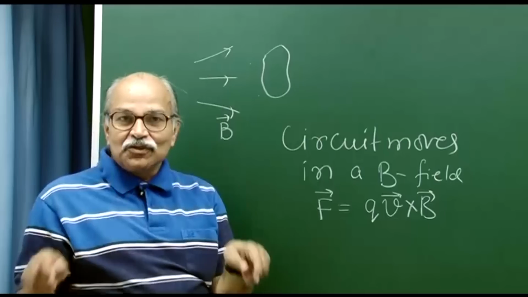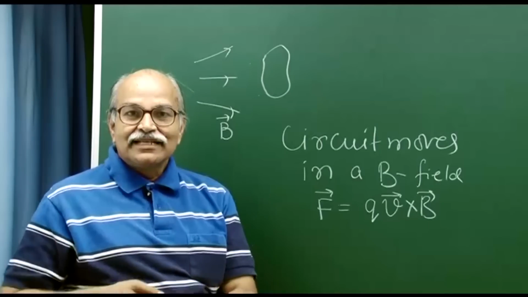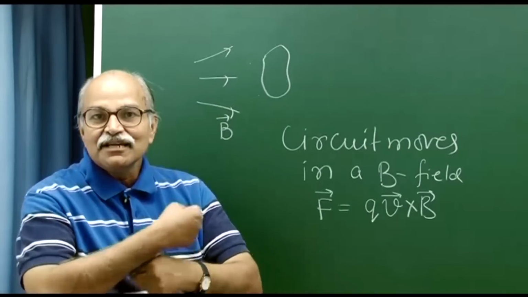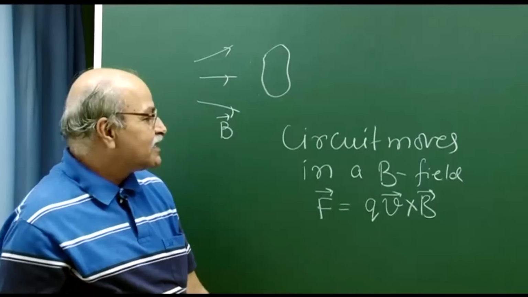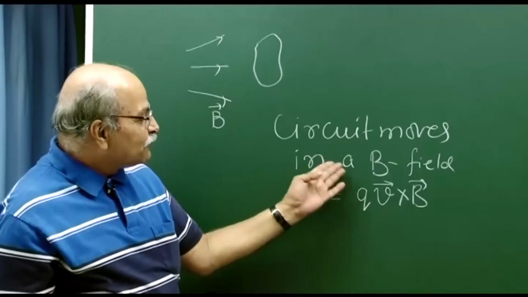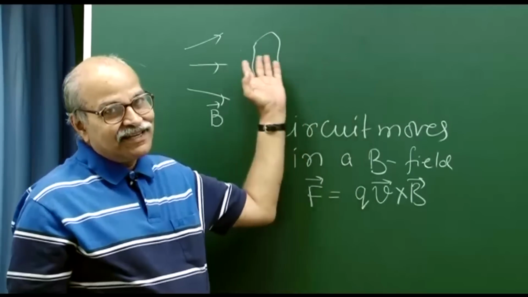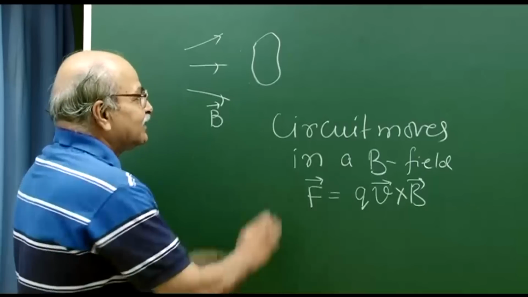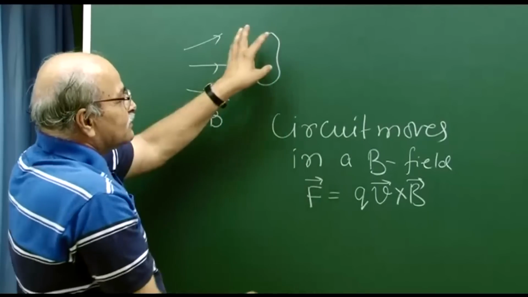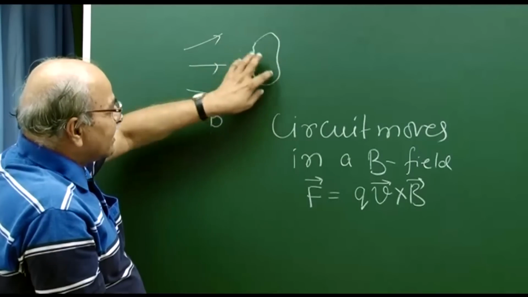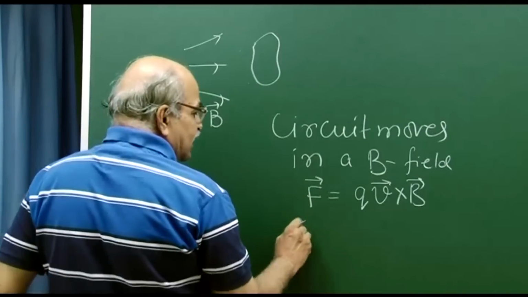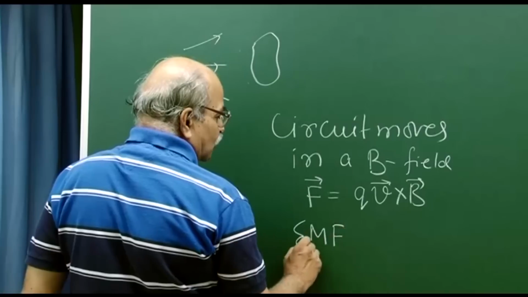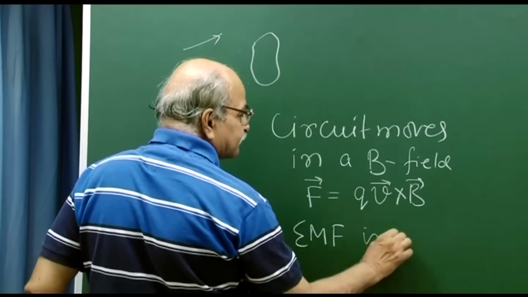In a battery also you have some chemical reactions. They drive the charges and we say that an EMF is generated. Similarly, here the magnetic force drives the current and we say that an EMF is generated, and that EMF drives the current. So, an electromotive force is generated.